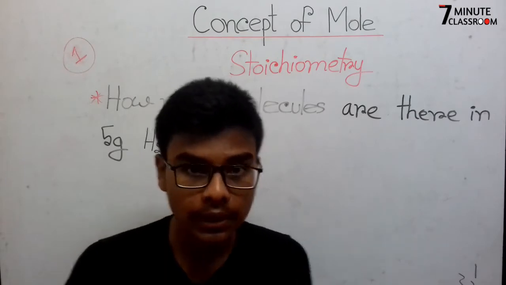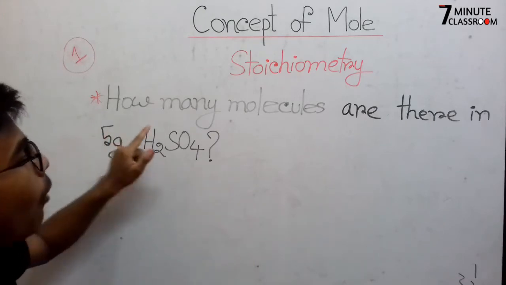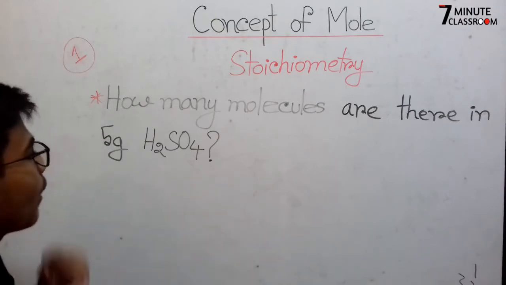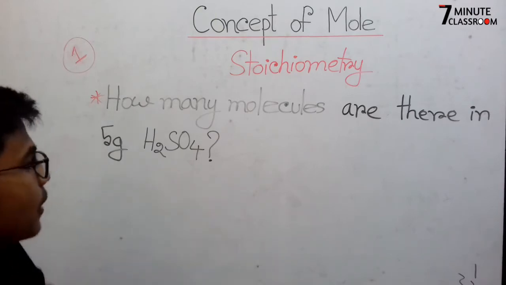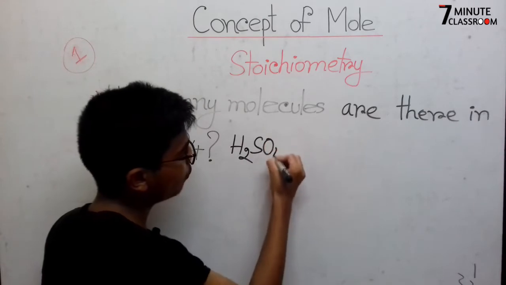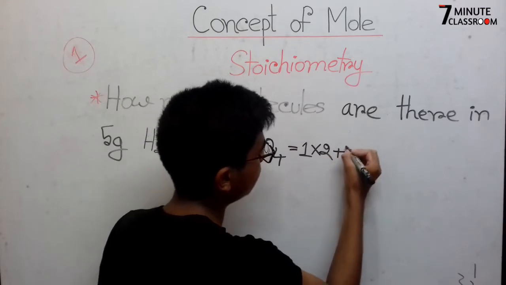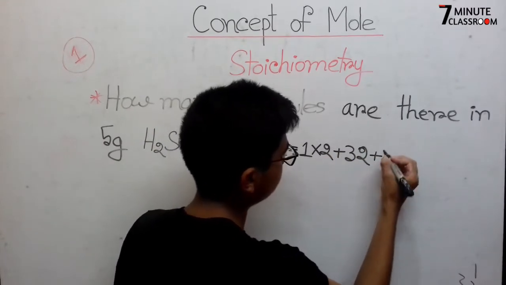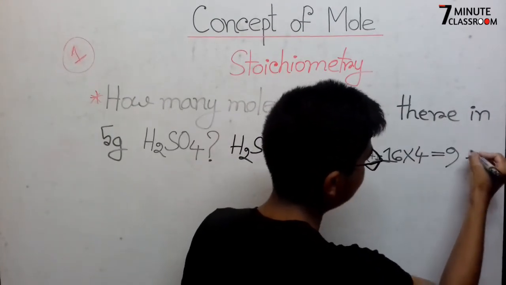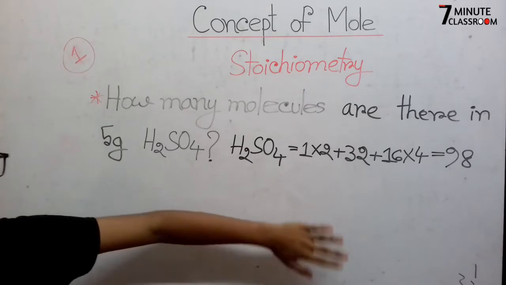Okay, so now we will see some mathematical problems. This is our first problem: how many molecules are there in 5 gram H2SO4, that is sulfuric acid? First we have to determine the molecular mass of sulfuric acid, H2SO4. There is hydrogen 1 into 2, plus sulfur 32, plus oxygen 16 into 4, equals 98. That means the molecular mass of sulfuric acid is 98.